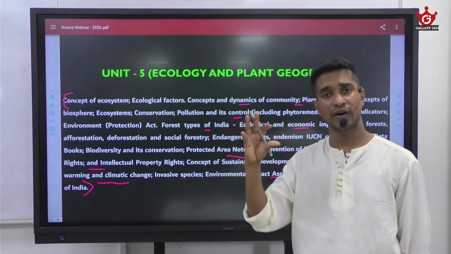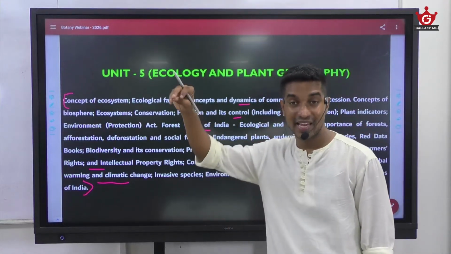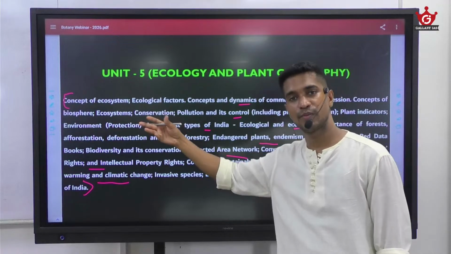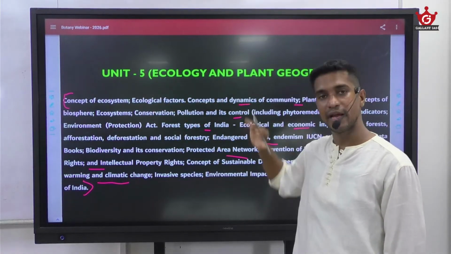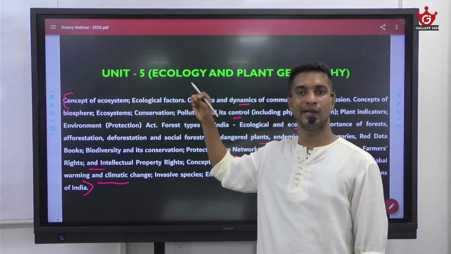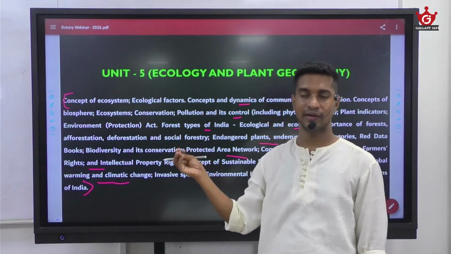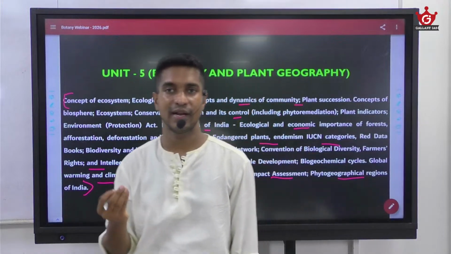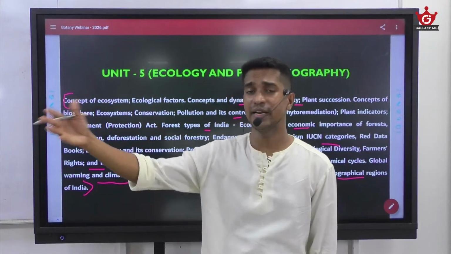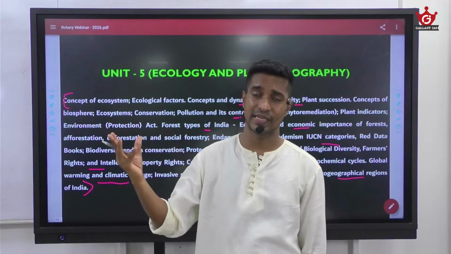And if you are opting for botany as an optional subject, the only area that overlaps with your prelims and your mains is the ecology part. Okay, so under the ecology part, you have to study everything in detail. This is the only area where you get an advantage when comparing with your prelims and your GS papers.